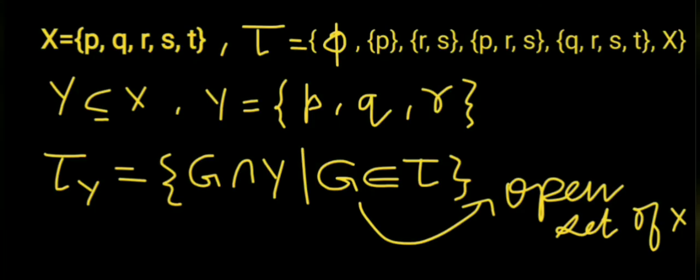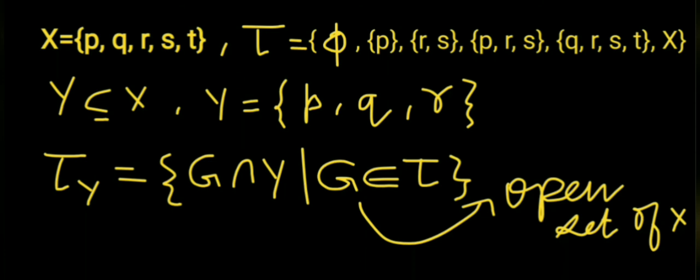Now let us come to the example so that we can understand it easily. We are picking a set of 5 elements, that is X equals {P, Q, R, S, T}. These are the 5 members in the set X, and now we are defining a topology on it as phi and X are definitely the members of this topology on the set X, and the other members of the topology are {P}, {R}, {S}, {P, R, S}, {Q, R, S, T}, and you can verify it easily that this is the topology on the set {P, Q, R, S, T}.